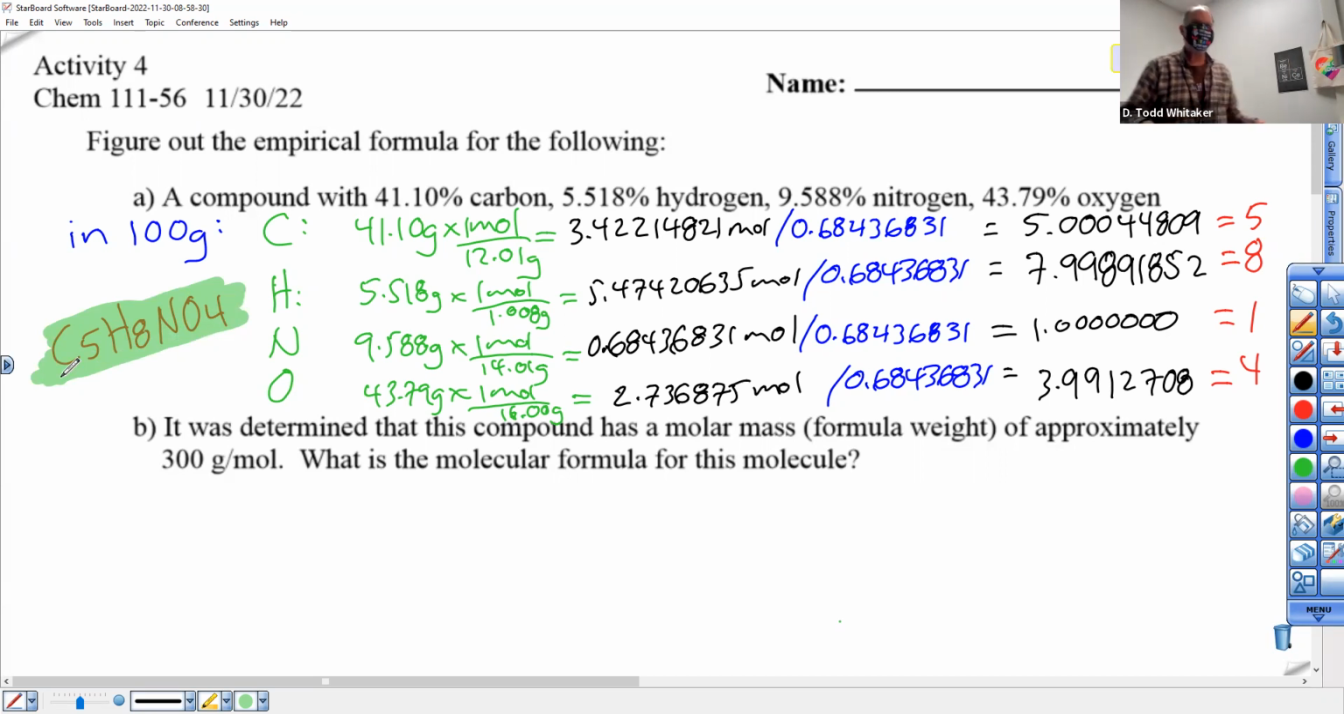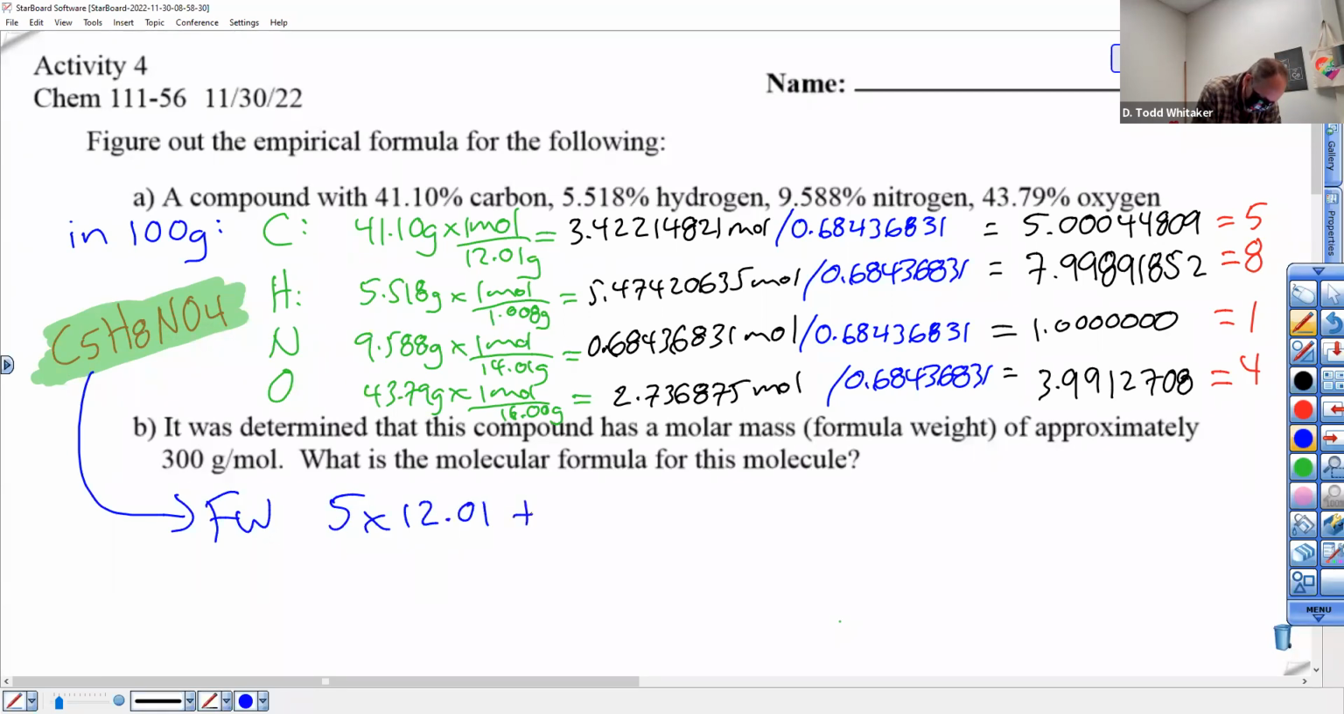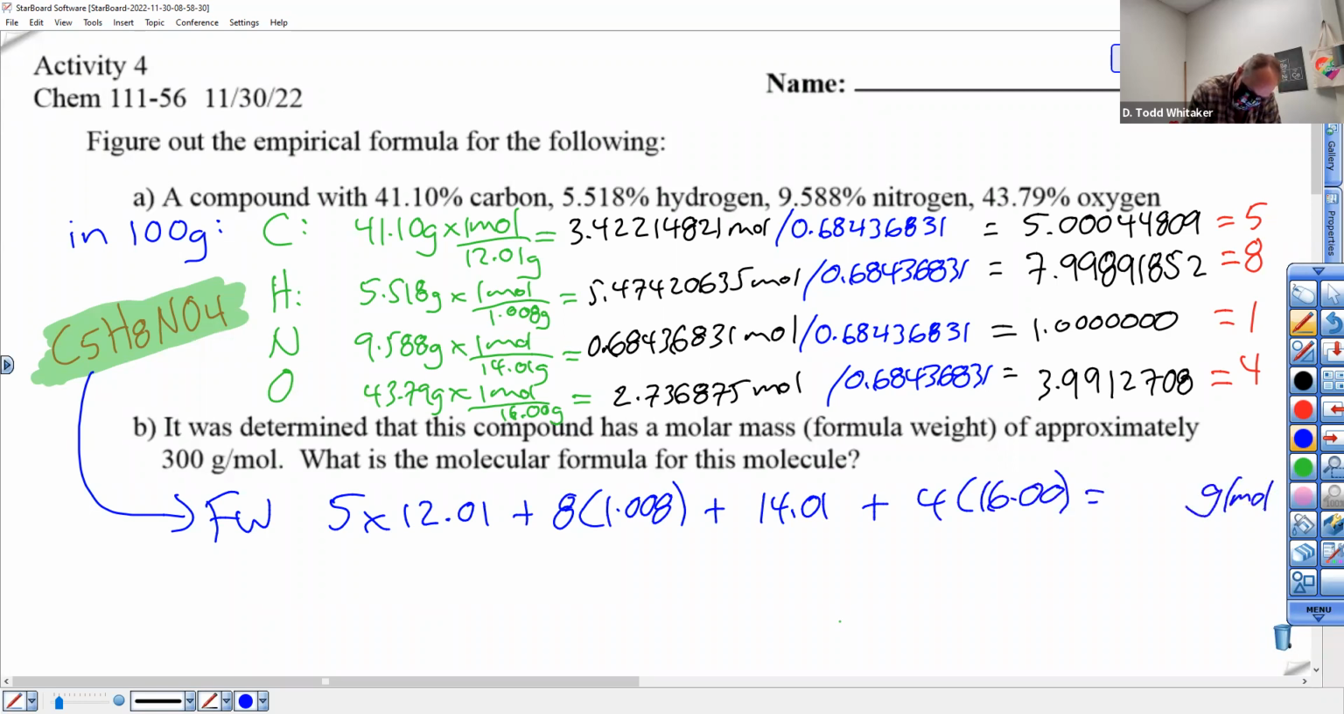There's a few ways to do part B. My favorite way is to figure out the formula weight for the empirical formula and see how many times it goes into this 300 thing. Pick the closest integer. So the empirical formula has what formula weight? 5 times 12.01 plus 8 times 1.008 plus 14.01 plus 4 times 16.00. And when we come back, we'll have the grams per mole there.